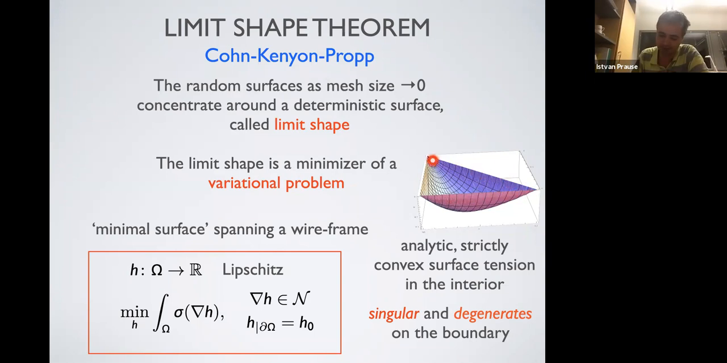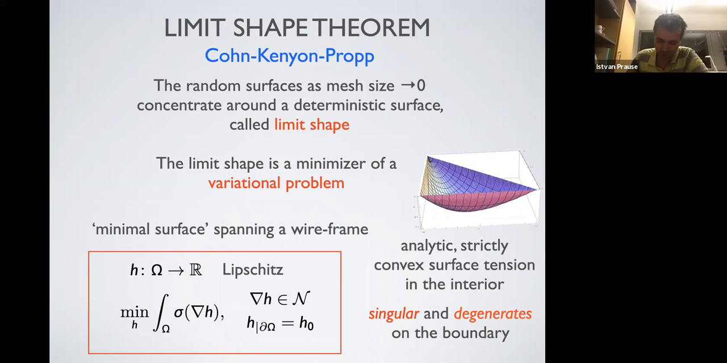Surface tension looks like this. It's constrained in this unit triangle, but it's singular on the boundary. So here the gradient escapes to infinity on these edges, and also the eigenvalues of the Hessian degenerate to 0 and infinity. So inside it's a nice analytic and strictly convex surface tension, but on the boundary it's quite singular.